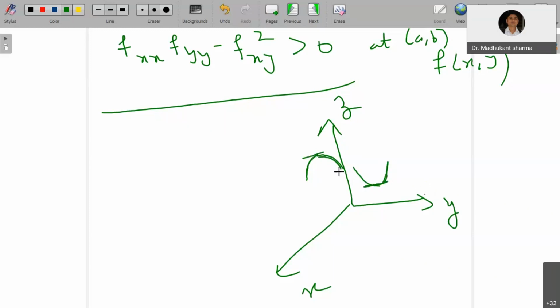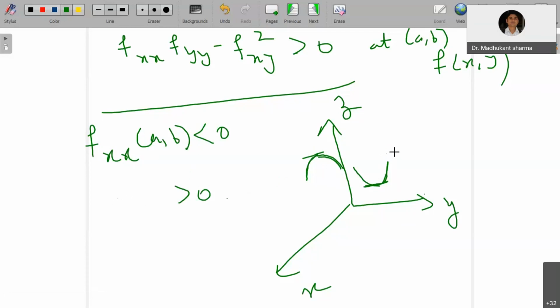So how do we decide whether it is downward or upward? It depends on the sign of the second derivative fxx at (a, b). If it is less than 0, it is going to be downward. If it is greater than 0, it is going to be an upward curve.